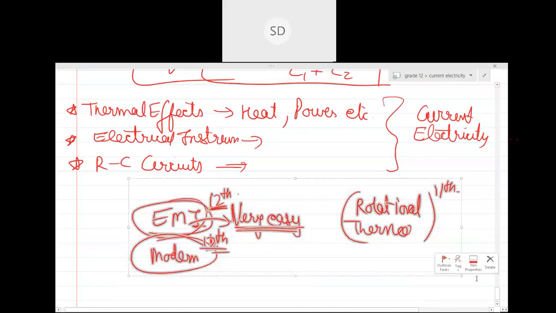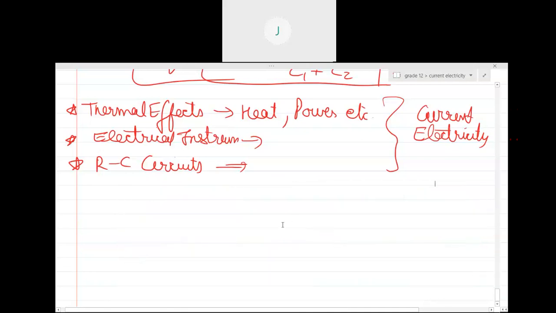Okay, sir. So basically, by the month end, I'll be done with current electricity, and I'll start with the magnetic effect of electric current. My MEC will start, Biot-Savart, everything. Right? Which chapter is going on currently in school? Current electricity is happening in school also.